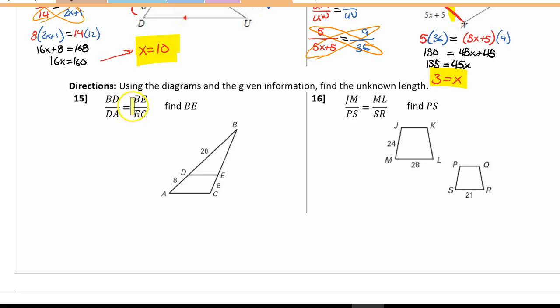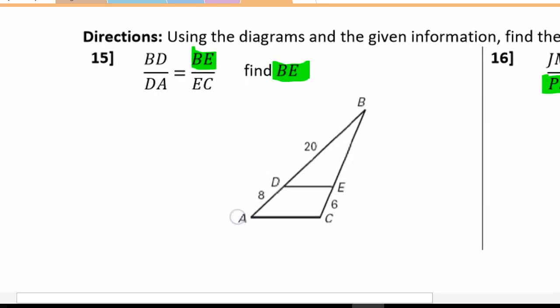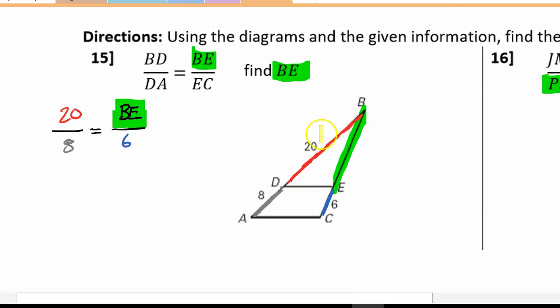All right, last two questions using the diagrams and the given information, find the unknown lengths. Here we're given the proportion that we're supposed to use, and we're trying to go ahead and find a side length that shows up in our proportion. So we'll use our diagram to go ahead and find those unknown sides. In 15 here is side length BE. We're going to go ahead and plug in the values, substitute in the values that we know. Giving us 20 over 8 equals BE over 6.